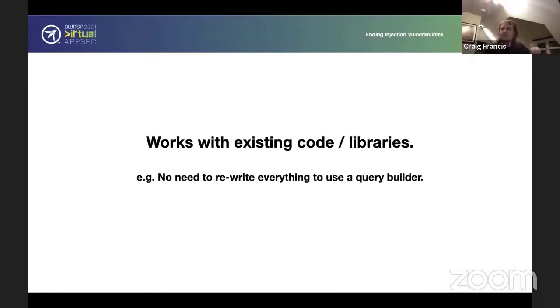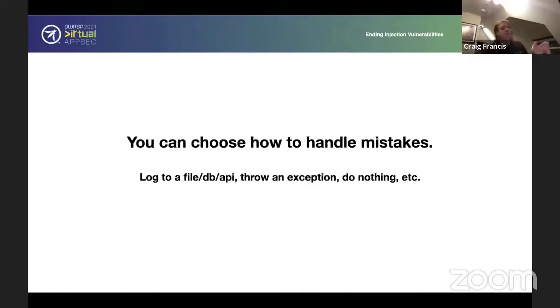So some of the things you saw earlier, for example, the Go stuff, would have required people to rewrite stuff using query builders and just working a different way. Whereas a lot of code today does use concatenation, and it's concatenation of developer-defined strings. And also the advantage of using a function like this is you can choose how to handle the mistakes. You could log to a file, write to a database, call an API, throw an exception for the really paranoid people, or do nothing if you just don't care.